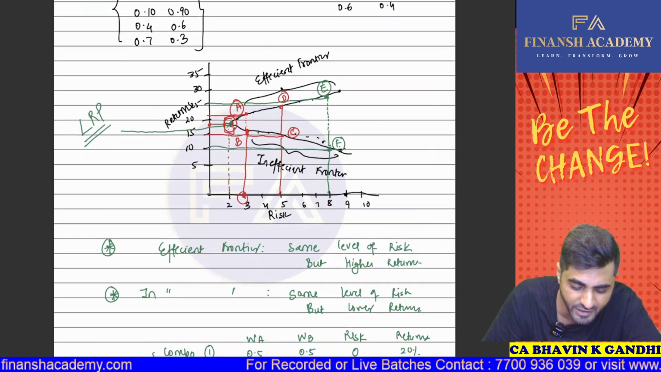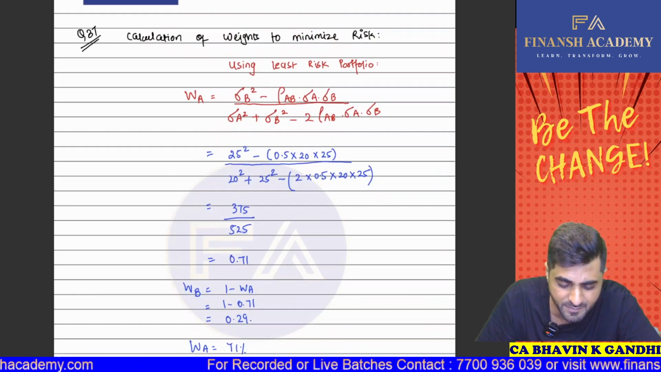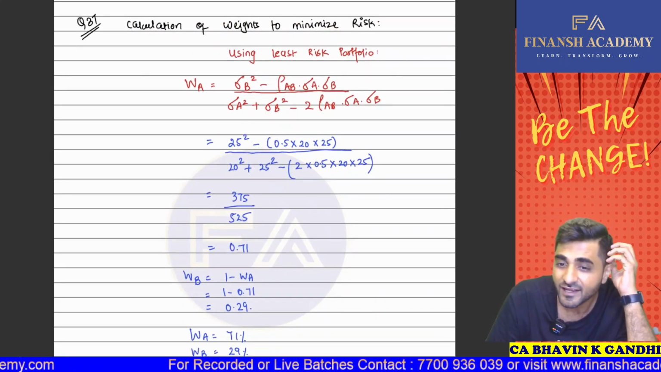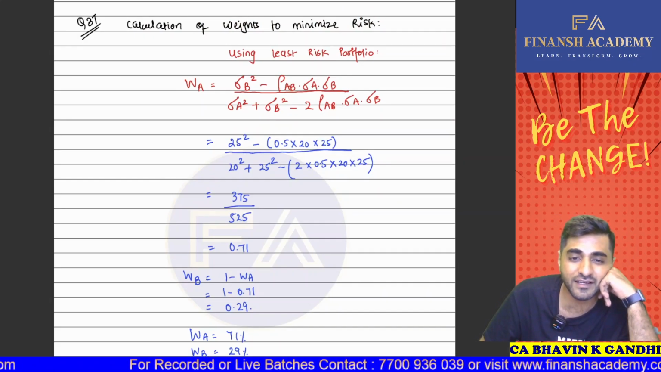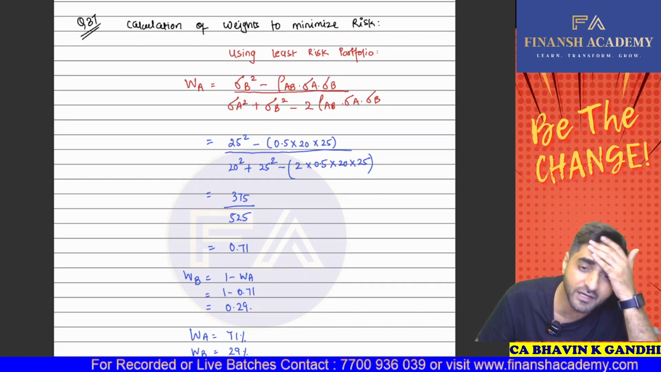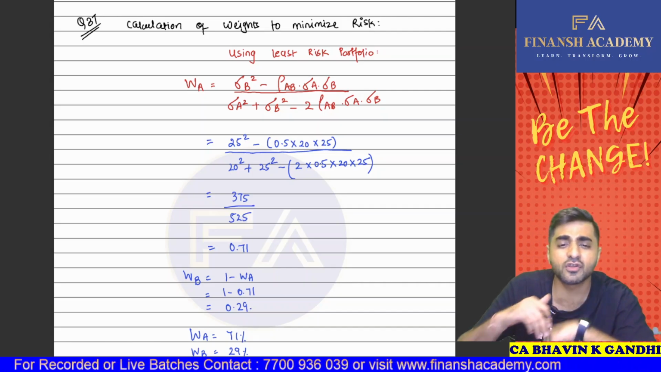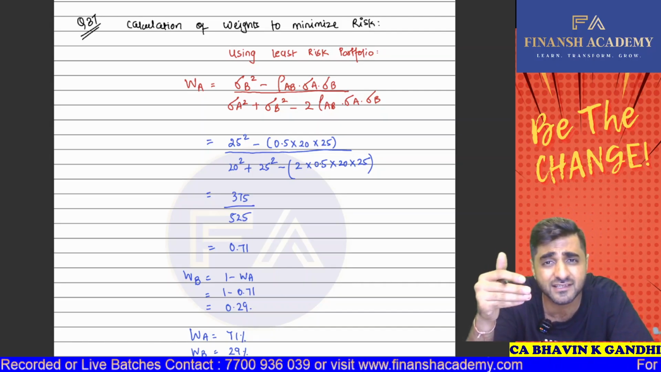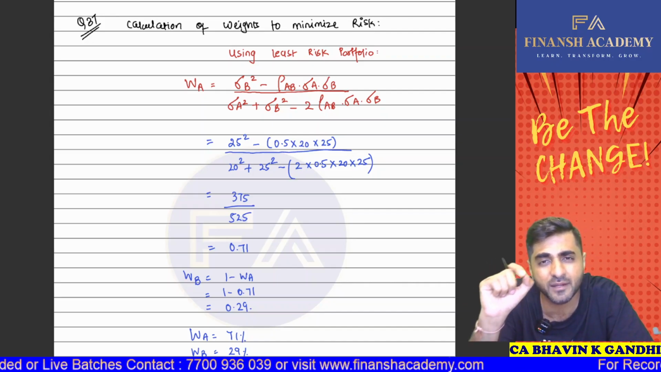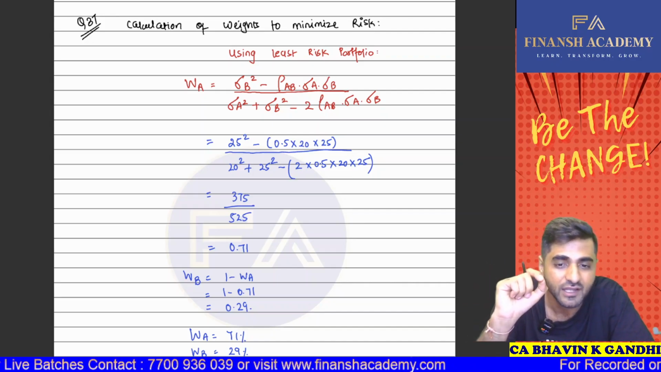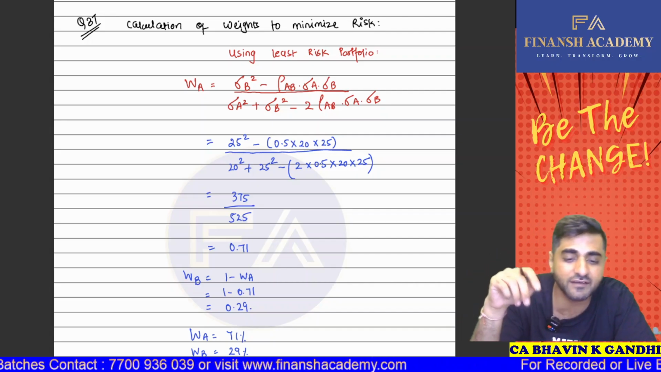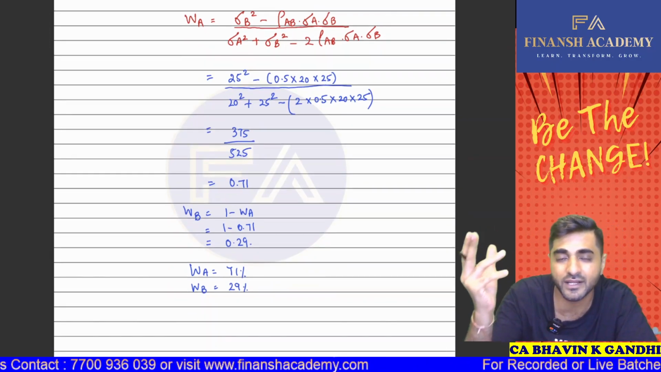So now, my dear students, we need to use this particular formula. As you all can see, what is weights of A? Variance of B minus correlation coefficient AB into standard deviation A into standard deviation B, upon variance of A plus variance of B minus 2 times correlation coefficient AB into standard deviation A into standard deviation B. So based on this, if we calculate, then we get these weights as 71% and 29%.